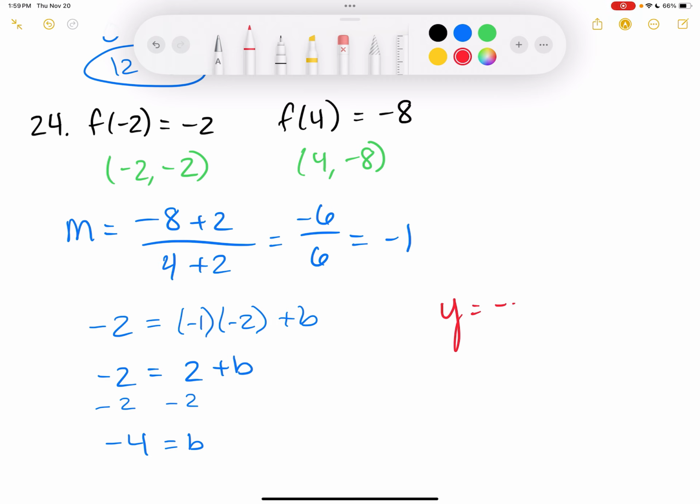Negative x. The slope was negative 1, my bad. Sorry.